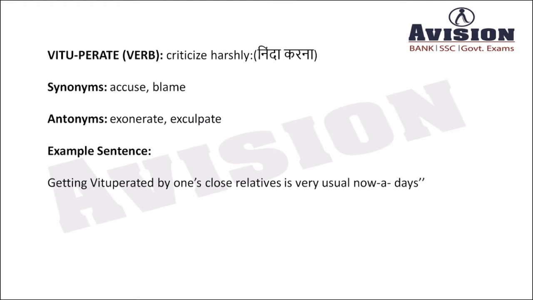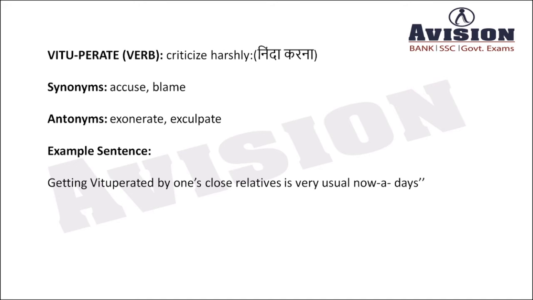Now the next word is very frequently used in previous year's exams. It is vituperate. Now can you guess which part of speech this word belongs to? As you know, a word that ends with ATE must be a verb, like generate, calculate. So vituperate is also going to be a verb. What does it mean? It means criticize, that too harshly. So it is a negative term. Synonyms of vituperate will be all negative qualities like accuse, blame, and like this. Antonym of vituperate is the very frequently seen word exonerate.